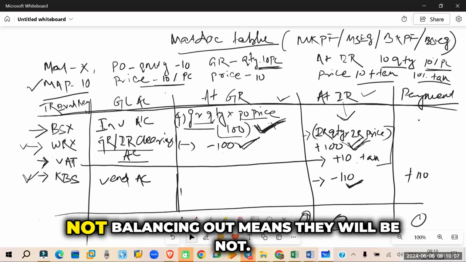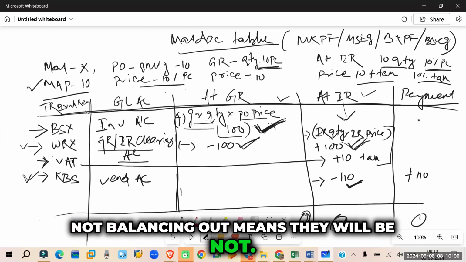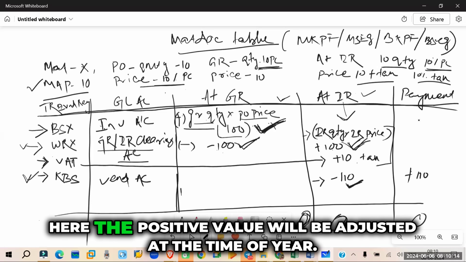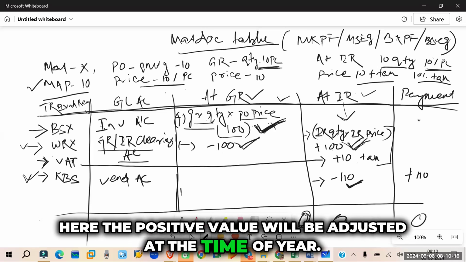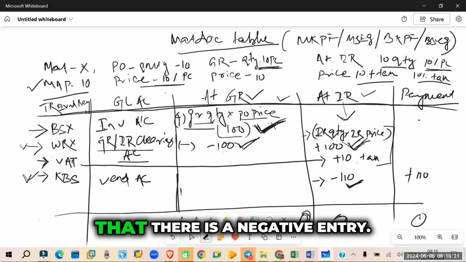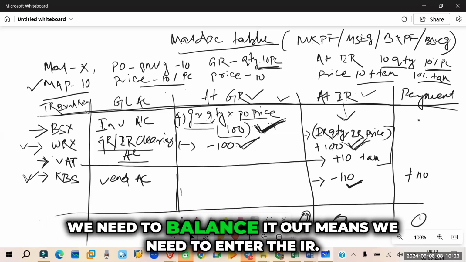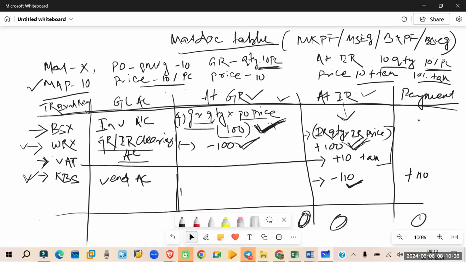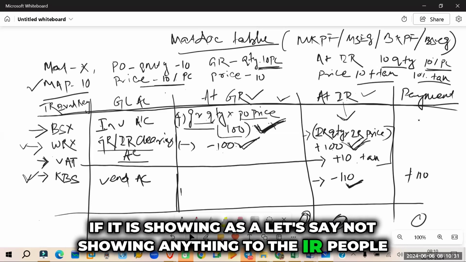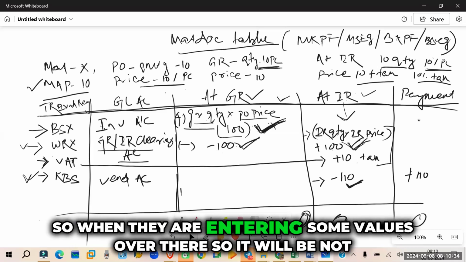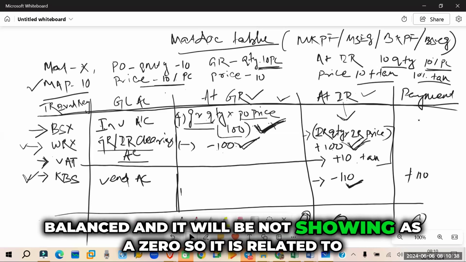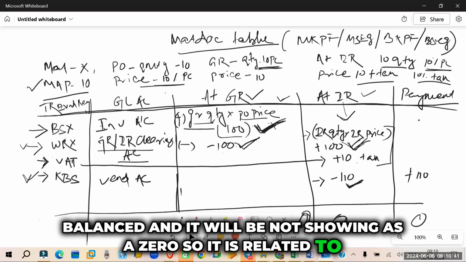Not balancing out means they will not. So let's say if you are entering a positive and a negative value, the positive value will be adjusted at the time of GR, and this negative value will be showing for the IR people, that there is a negative entry, we need to balance it out, which means we need to enter the IR. If it is not showing anything to the IR people, then when they enter some values it will not be balanced and will not show as zero. So it is related to the finance side.